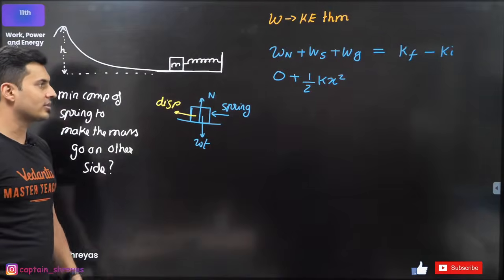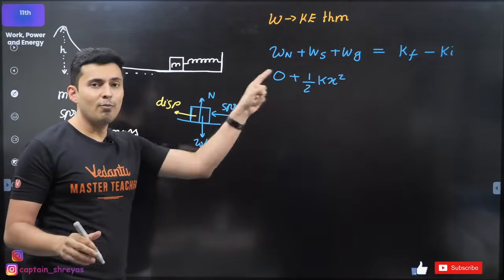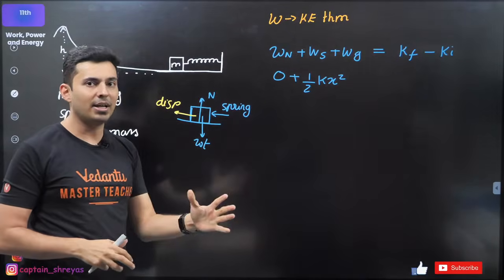Half into k into x square. Correct? Everybody with me? Awesome. Why is it doing positive? Because force and displacement are in the same direction.